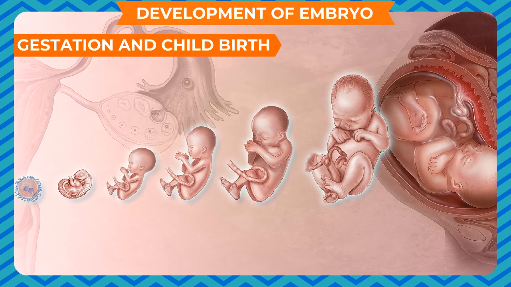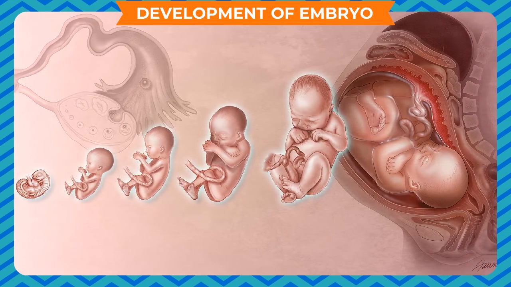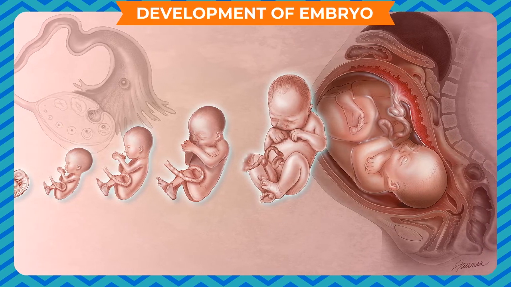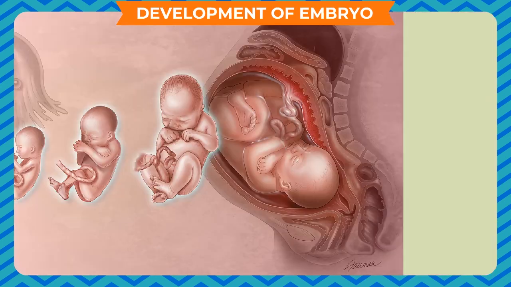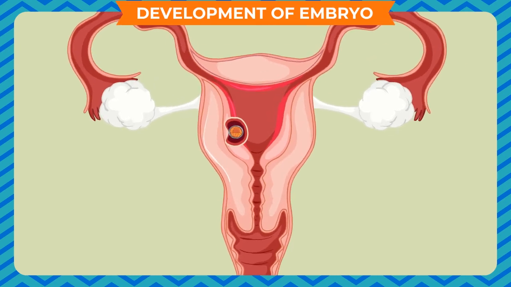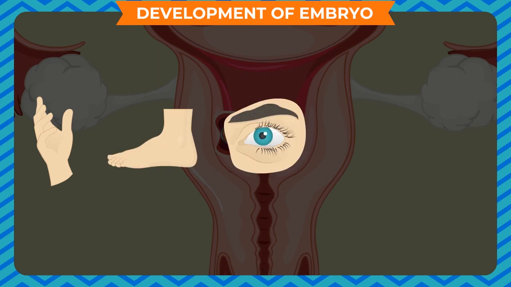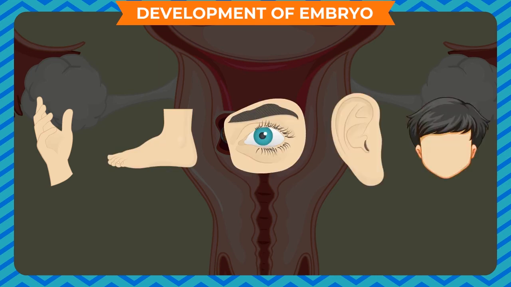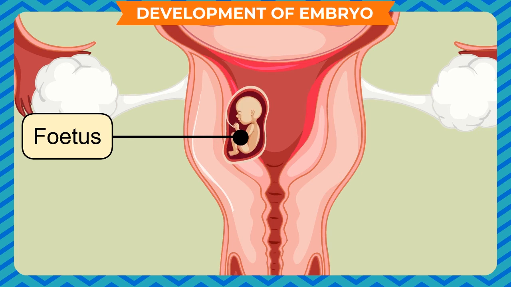Gestation and childbirth. The period between fertilization and the birth of the baby is called gestation. The expectant mother is called pregnant. In humans, it lasts for about 9 months. The embryo gets embedded in the wall of uterus and gradually develops body parts such as hands, legs, eyes, ears and head. The state of embryo in which all the body parts can be identified is called a fetus.